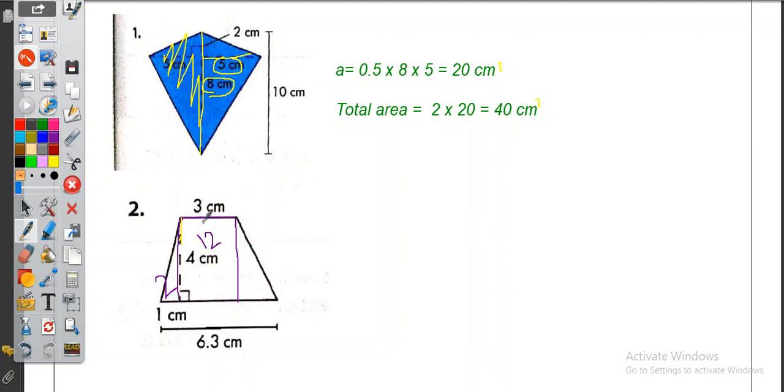This part is 2 square centimeters, and this part is 12. Simply you multiply length by width of the rectangle. Here you will say half times base, which is 1, times height, which is 4. Then you will find that it is 2.